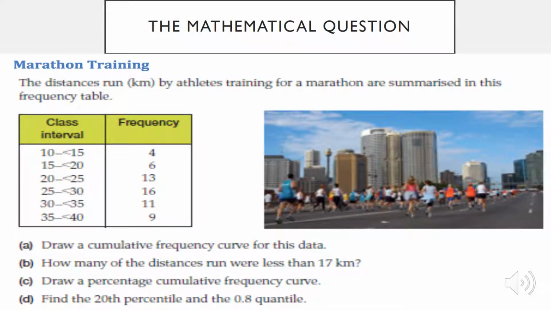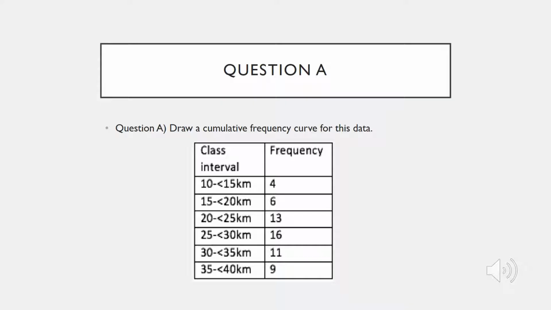The mathematical problem that I've been asked to solve is in regards to marathon training, which can be seen on the screen. Question A states, draw a cumulative frequency curve for this data.